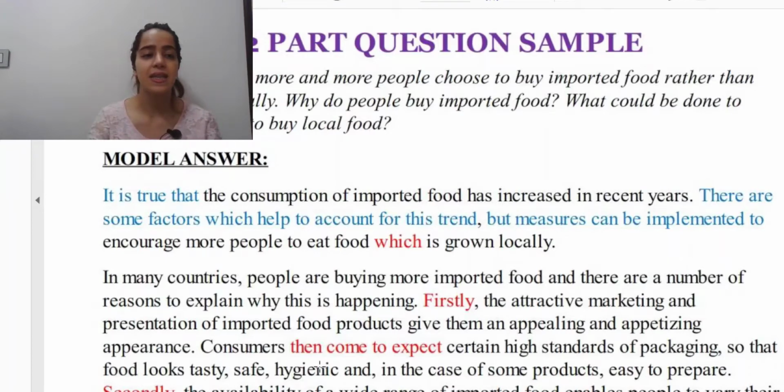Take a look at this question. In many countries, more and more people choose to buy imported food rather than food produced locally. Why do people buy imported food? And what could be done to encourage people to buy local food? So as you can see, we have a statement here, and then we are given two different kinds of questions that need to be elaborated and answered.